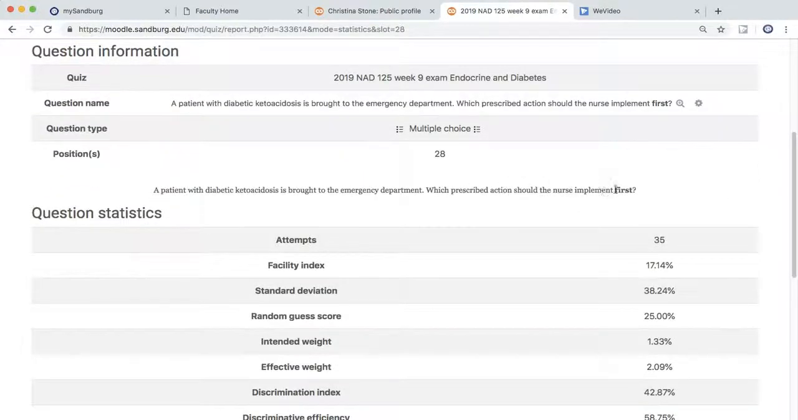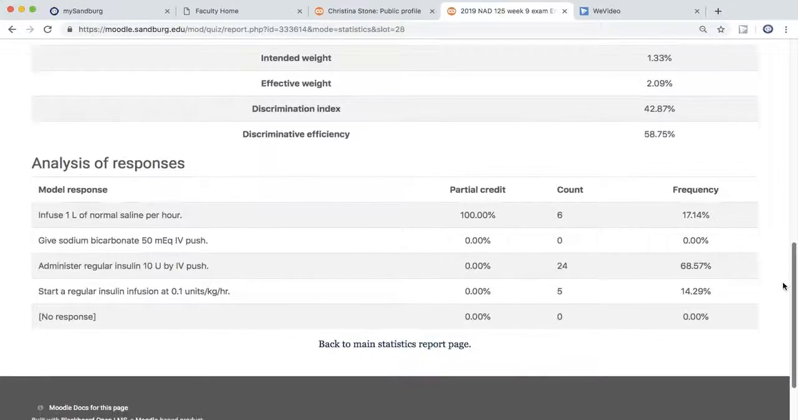Question, it talks about implementation first. I come through here and the students want to give insulin. Well, that would make sense, but they have to hydrate the patient. So in this instance, I would probably give the students points back for this because they did not understand this process, that we have to do airway, breathing, circulation. This is considered your circulation, and only 6 of our students did that.